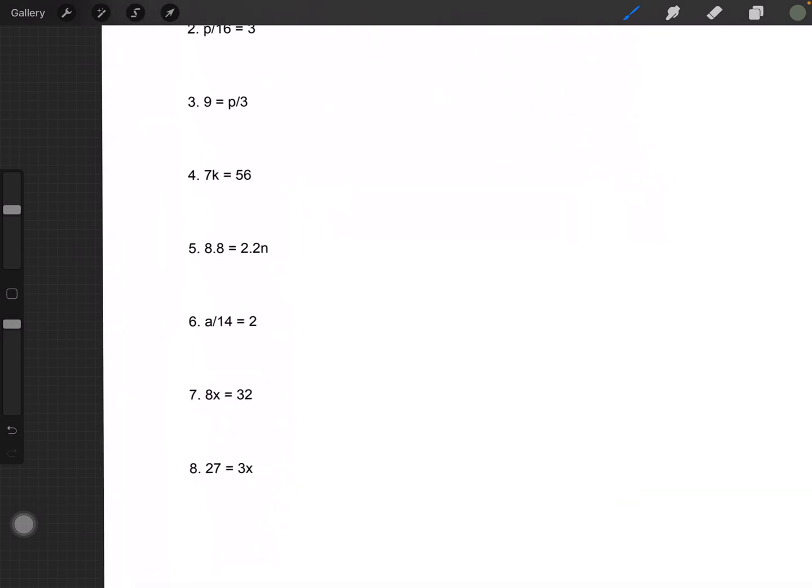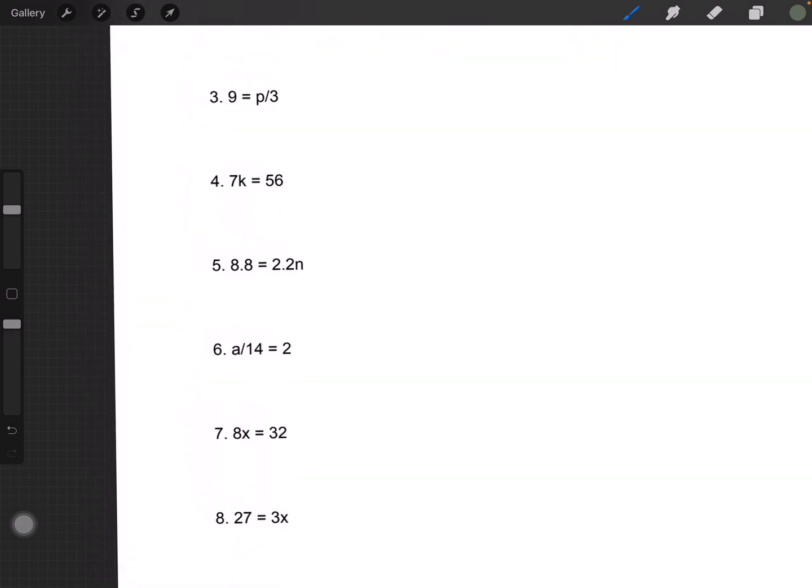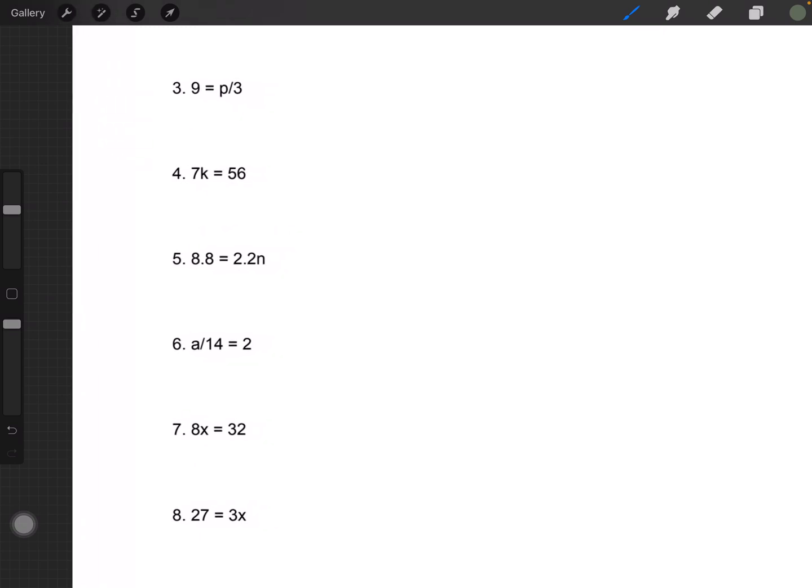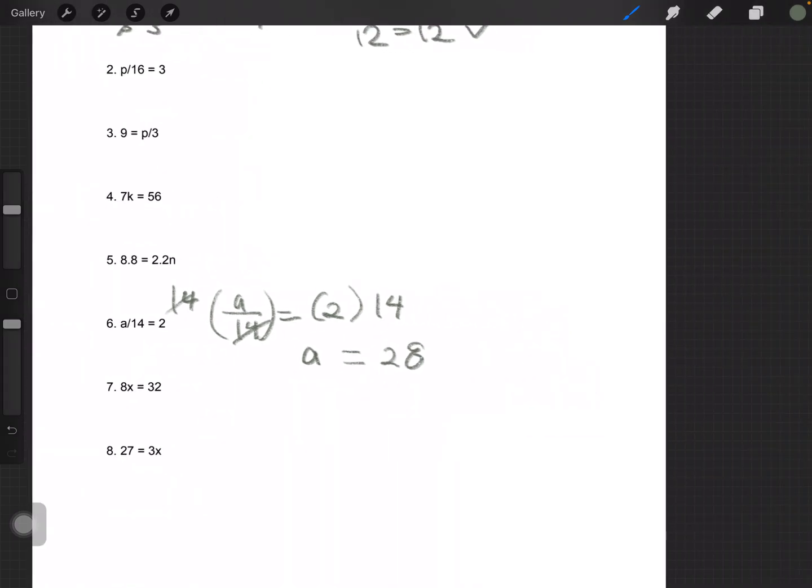Let's look at number 6 over here. We have a over 14 is equal to 2. Now a is being divided by 14. We want to do the inverse operation, so we want to multiply it by 14. And now when you multiply it by 14, the 14s cancel out. You have to do the same to this side, and when you do that, you get a is equal to 28. And if you check that, that will be correct.